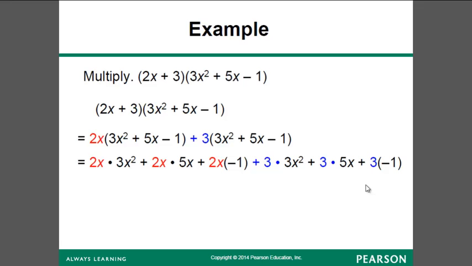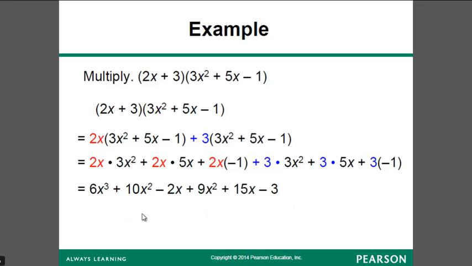Now I will begin to simplify this, and I will multiply these out. 2x times 3x squared will give me 6x cubed. 2x times 5x will give me 10x squared. 2x times a negative 1 gives me a negative 2x. 3 times 3x squared gives me a 9x squared. 3 times 5x gives me 15x. And 3 times a negative 1 gives me a negative 3.